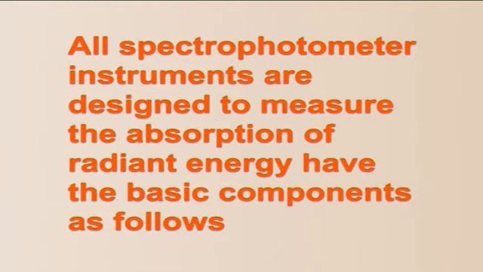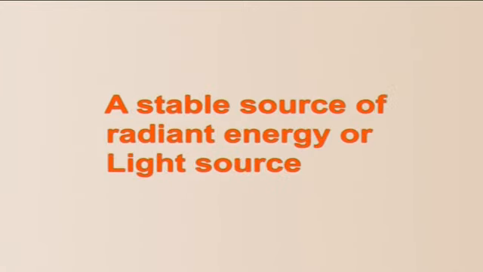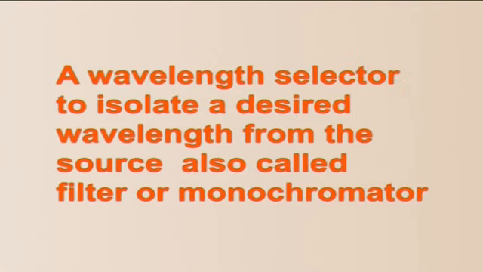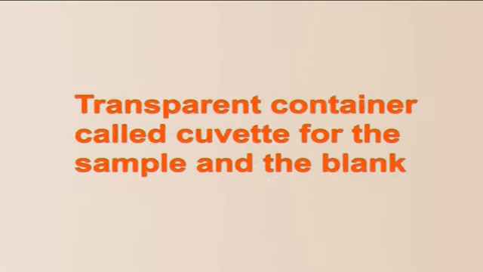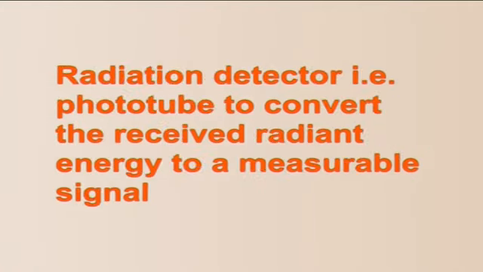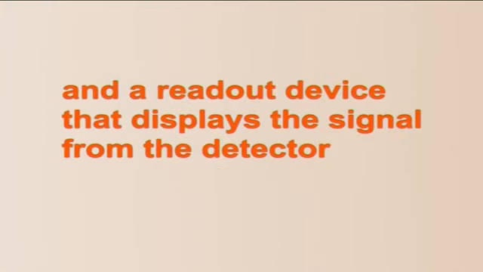Instrumentation. All spectrophotometer instruments are designed to measure absorption of radiant energy have the basic components as follows. A stable source of radiant energy or light source, a wavelength selector to isolate a desired wavelength from a source, also called filter or monochromator, transparent container called cuvette for the sample and the blank, radiation detector that is phototube to convert the received radiant energy to a measurable signal, and the readout device that displays the signal from the detector.